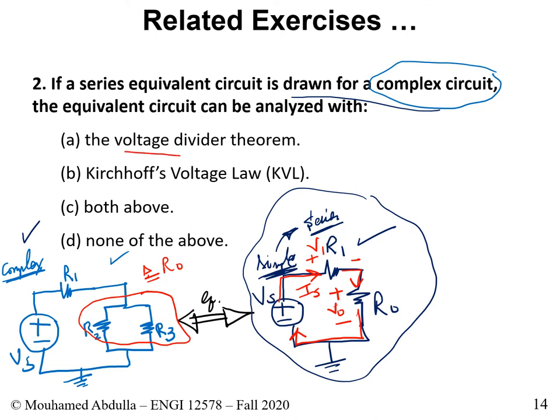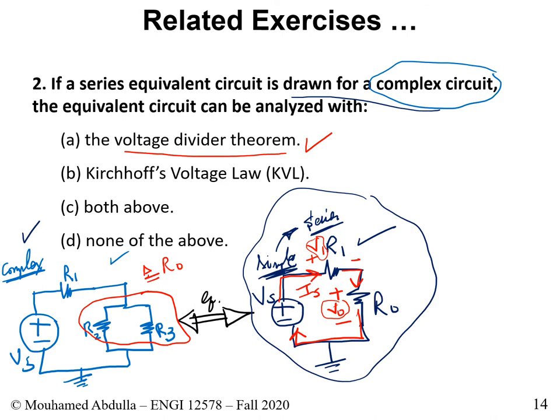Voltage divider rule, we said, is always relevant with a series circuit. Anytime you mention voltage divider rule, it is always relevant to a series circuit. It's a good shortcut to find, let's say, V0 or V1 right away without doing too much work. So voltage divider rule with series circuits would work. So A should certainly be considered. Okay, what about the next one?